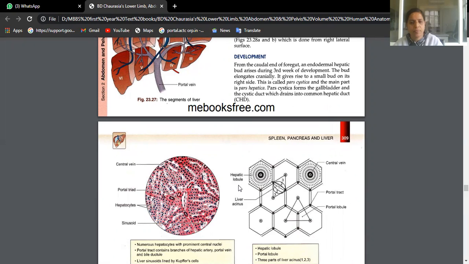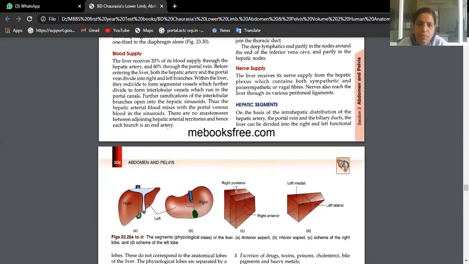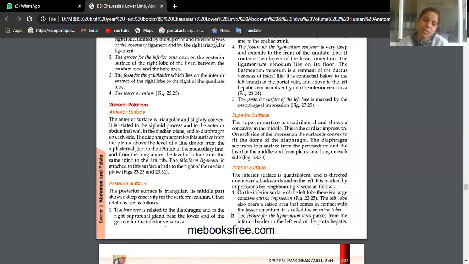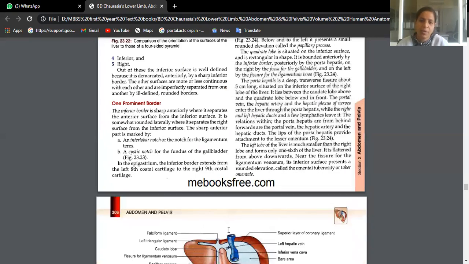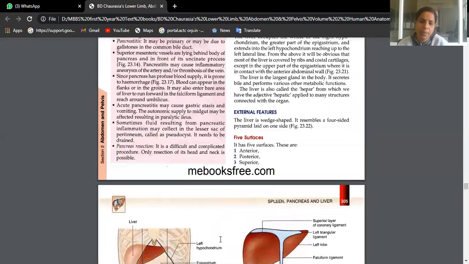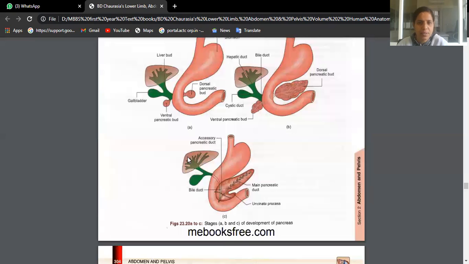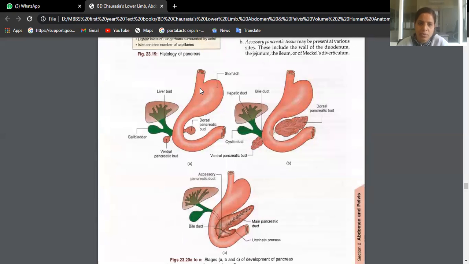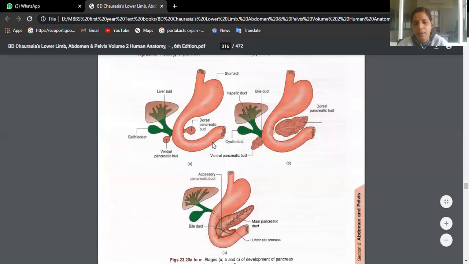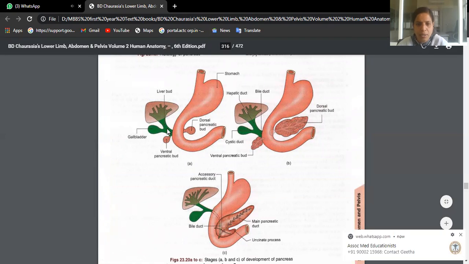Development of pancreas. See, again at the junction of foregut and midgut, you will find one more bud developing, that is the pancreatic bud. Liver development is also shown like this, along the whole GIT, foregut, midgut. At the junction of foregut and midgut, I told you we have the hepatic bud, which develops into pars cystica and pars hepatica. Similarly, for the development of pancreas, we have the dorsal pancreatic bud and ventral pancreatic bud.